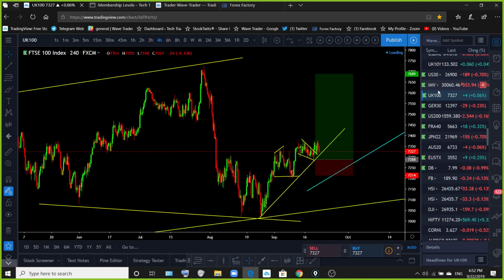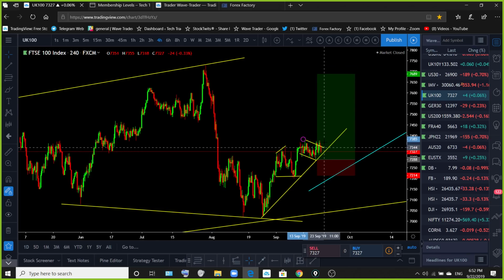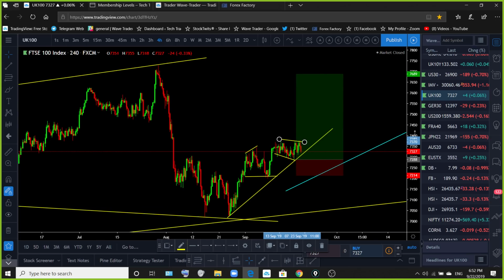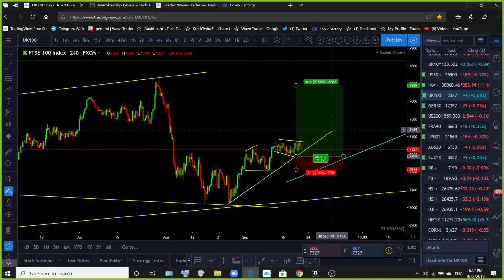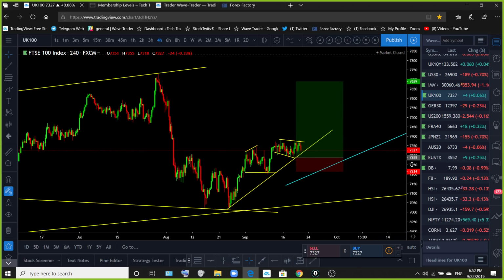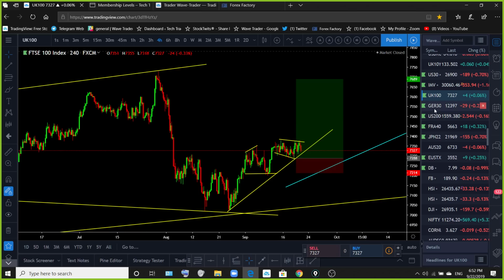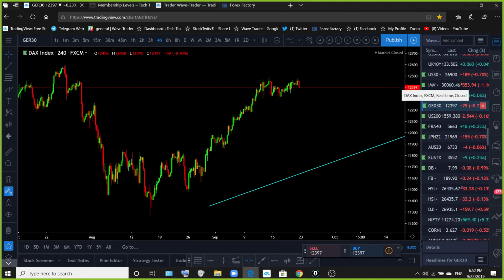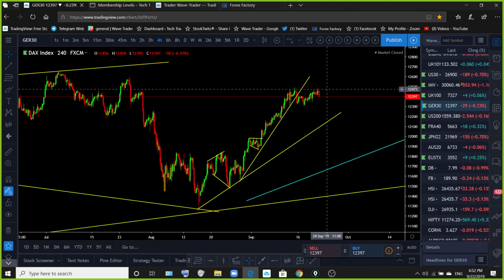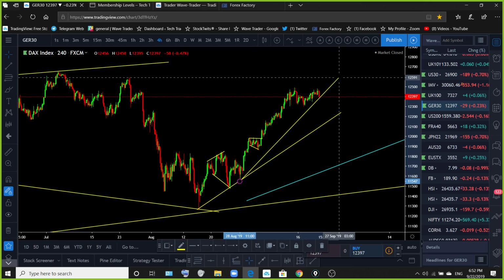And the UK 100 index to continue to go higher. You see the opportunity is already there, the risk reward ratio is already placed. So you're looking for this to continue to go higher. And German 30 to do the same, keep pushing higher.